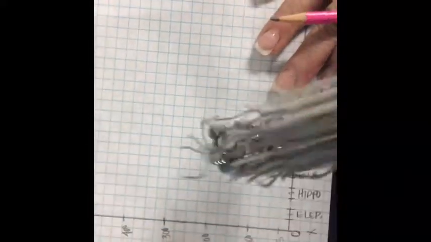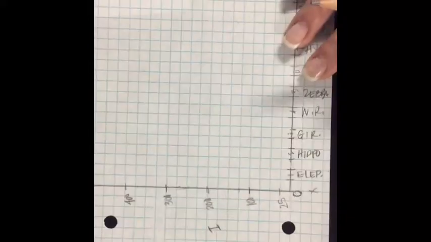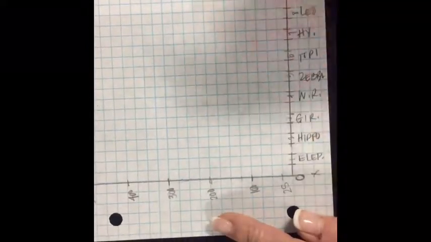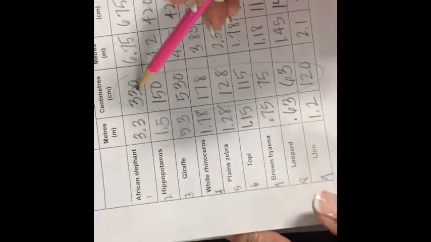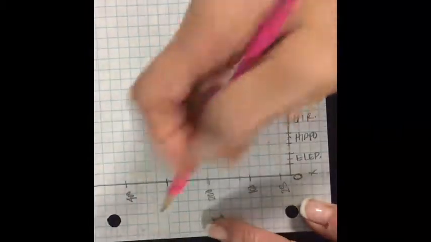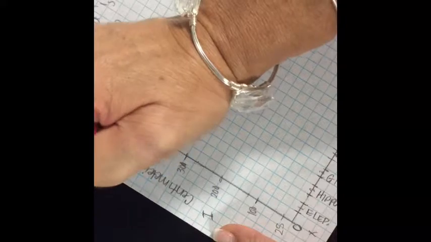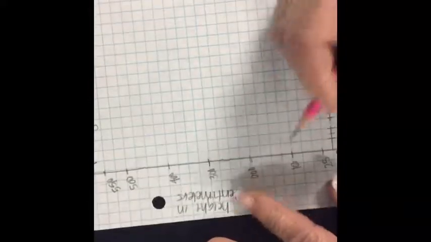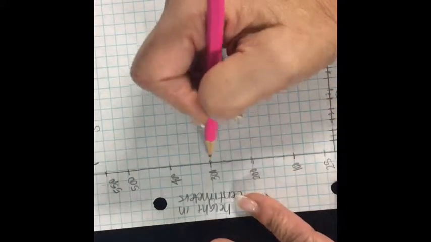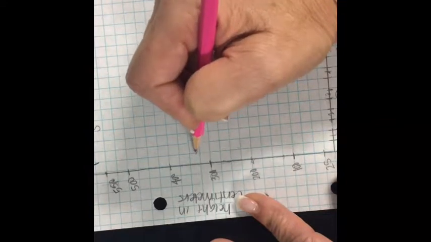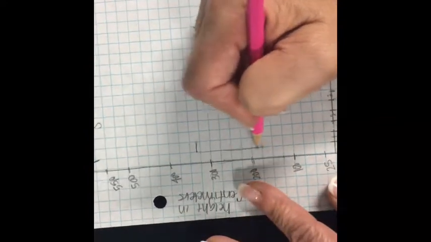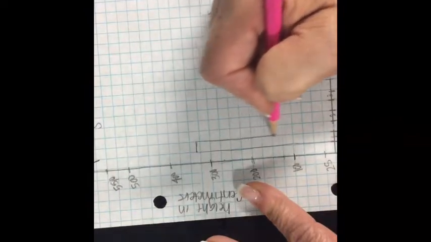so here's my, remember it's a bar graph, so it's going to look like a city skyline. So the elephant, 330 centimeters. Now while I'm thinking of it, I better label this because this is height in centimeters. Okay, so elephant is 330. So here's 300, 325, so it'd be just above the 325 line. Then I just make a bar.